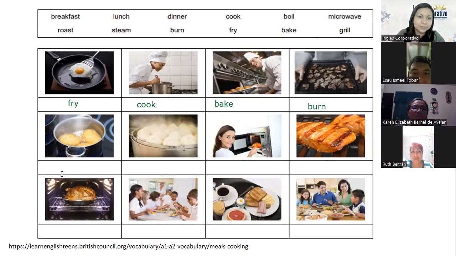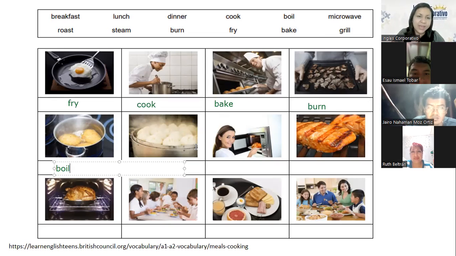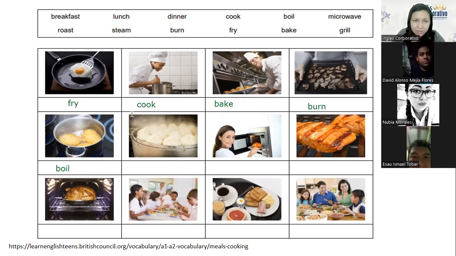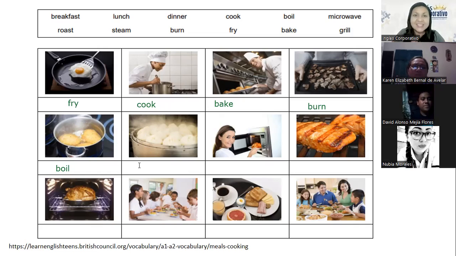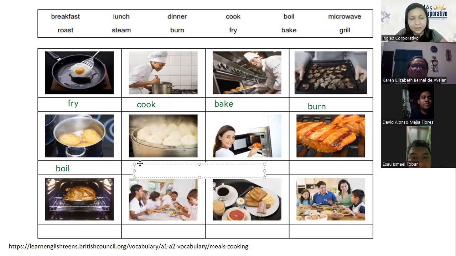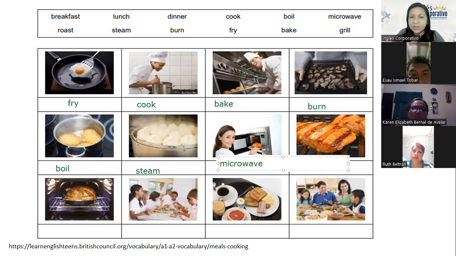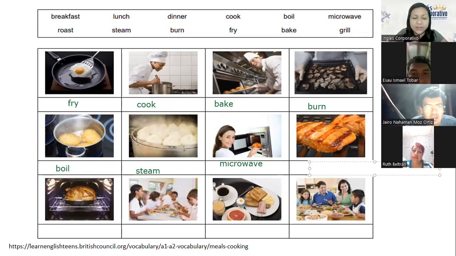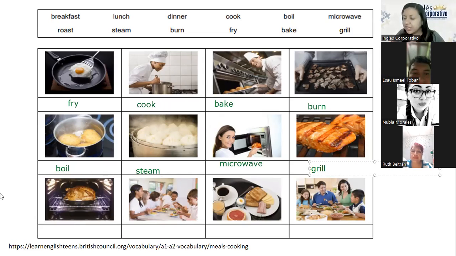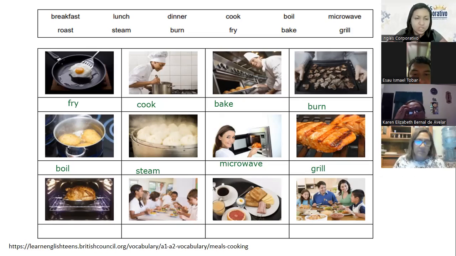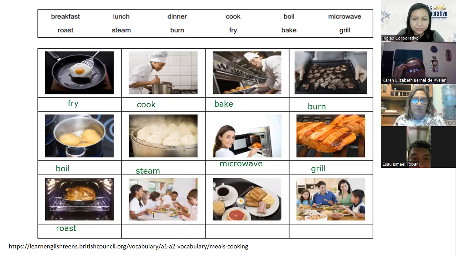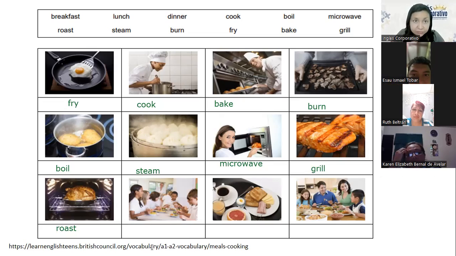The next? Boil. Then we have, you can see these, burned. Steam. Yes, steam. Okay. Now, microwave. Then we have grill. You can grill the chicken, you can grill the meat. And talking about chicken, look at this. This chicken is roast. And then these people have lunch. Okay.